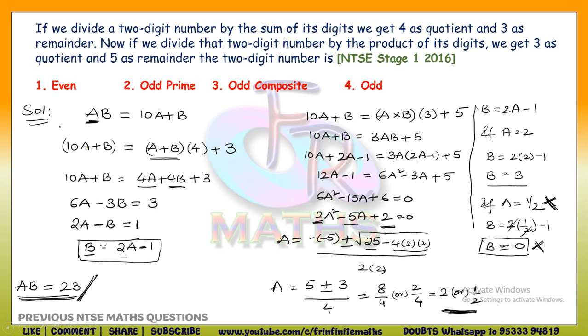23 is an odd number as well as a prime number. So from this, I can say this particular number is an odd prime number.